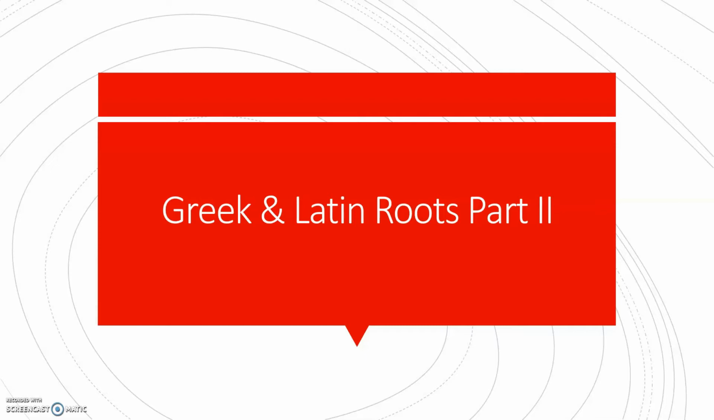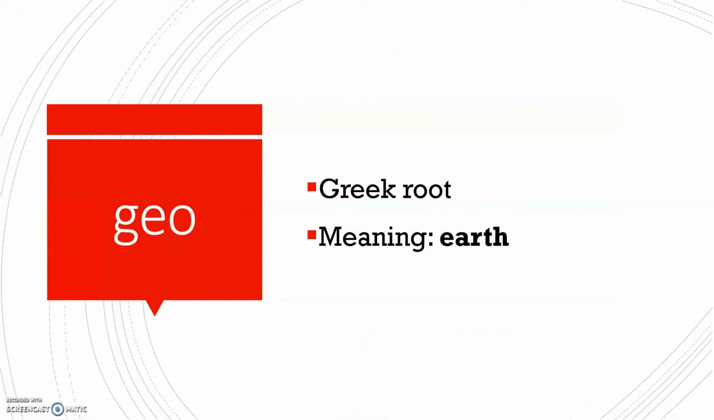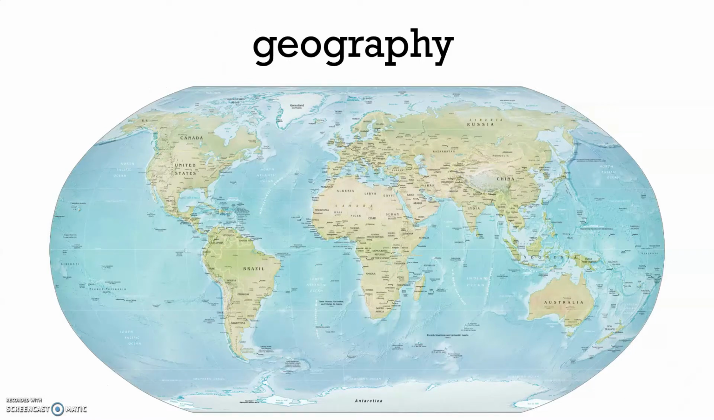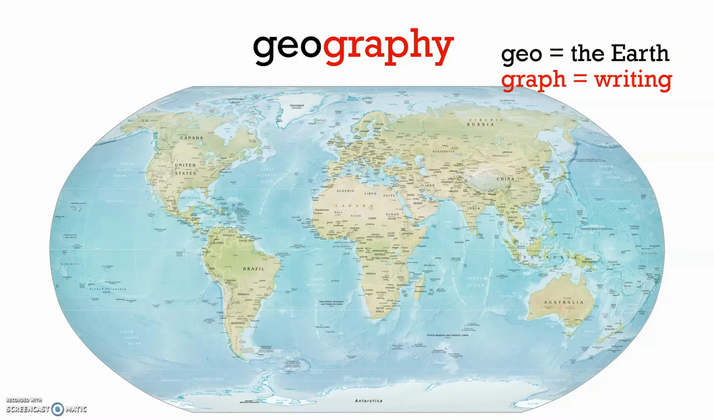So let's get started. The first root that we'll talk about is geo. This root comes from Greek and it means earth. So here's a word that uses it, geography. So you can see here we have geo, which means earth, the earth, and graphy, which is a form of another Greek root, graph, which means writing. So geography is writing about the earth.